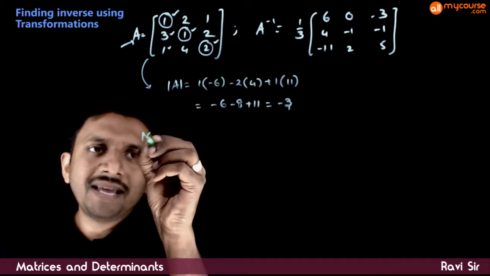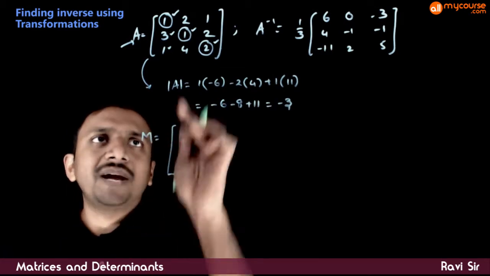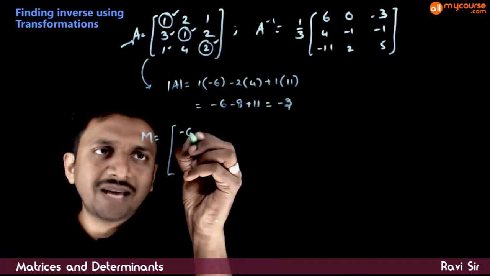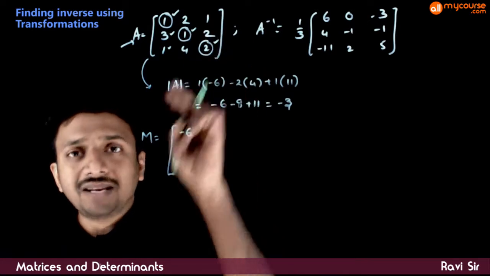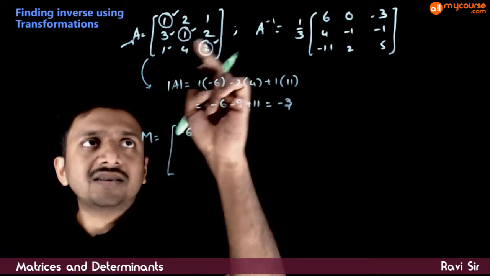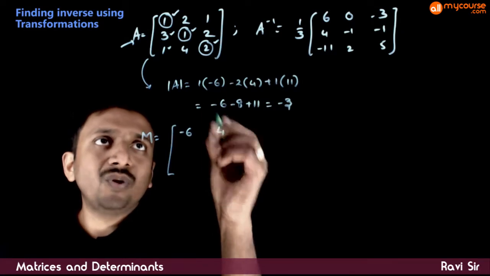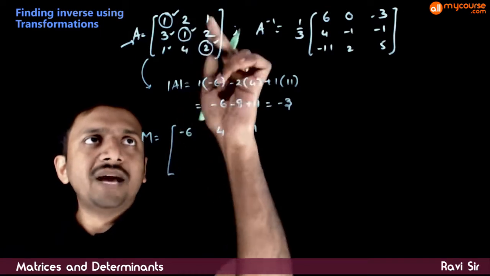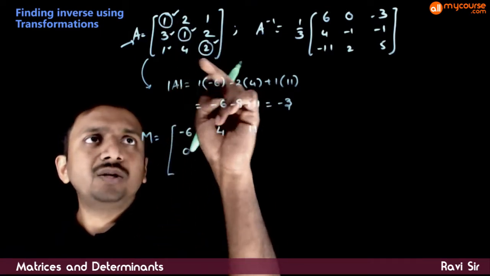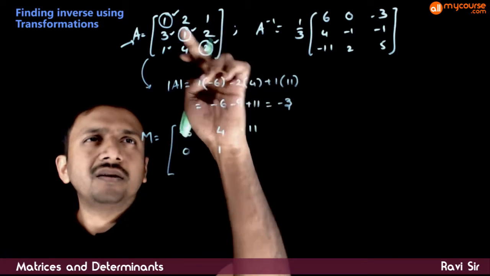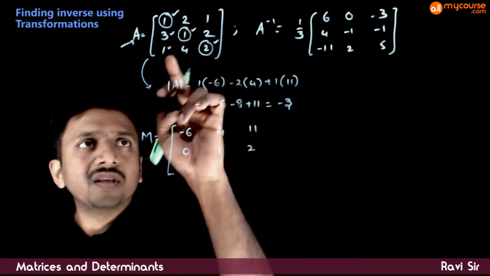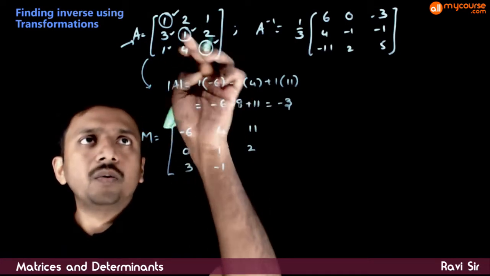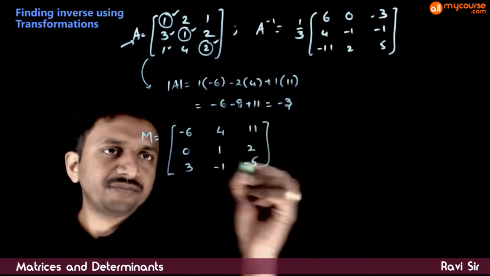And what is the minor matrix? The minor matrix is 2 minus 8 is minus 6, 6 minus 2 is 4, 12 minus 1 is 11, 4 minus 4 is 0, 2 minus 1 is 1, 4 minus 2 is 2, 4 minus 1 is 3, 2 minus 3 is minus 1, 1 minus 6 is minus 5.